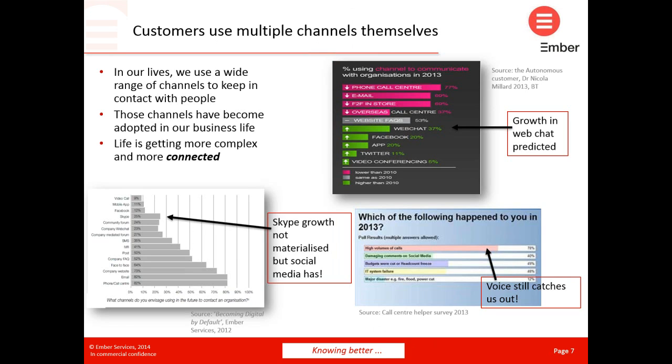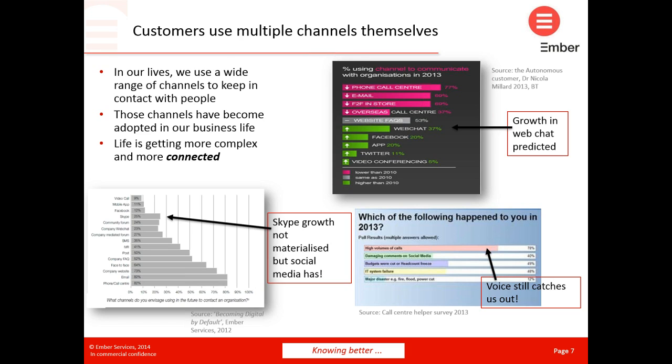So in our lives, we use a wide range of channels to keep in contact with people. We probably have bigger networks of contacts now than we've ever had before. My personal LinkedIn network is, you know, in excess of 500 people. However, it's quite interesting when we get some of the endorsements that we do from our LinkedIn communities, and half the people who endorse me, I'm sure they don't know whether I'm a taxidermist or a contact centre consultant. But either way, the endorsements are there for all to see. So our life is getting much more complex and much more connected. We stay in touch with friends and families and organisations across lots of different channels.